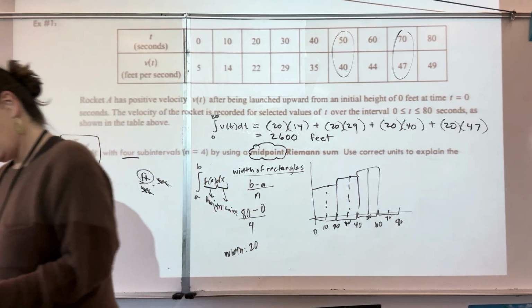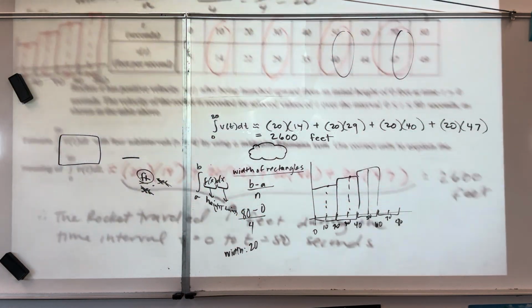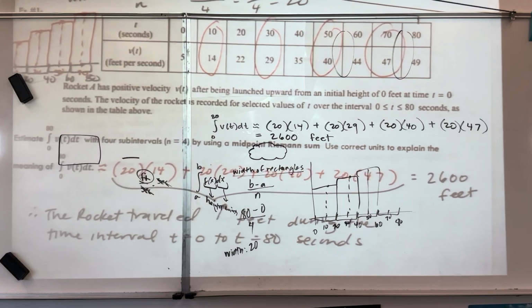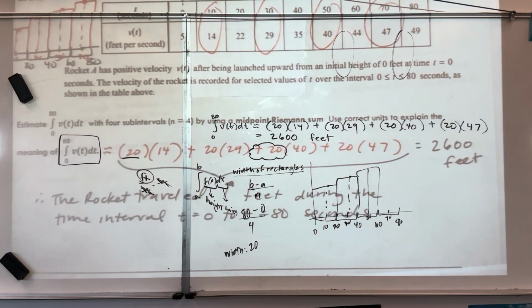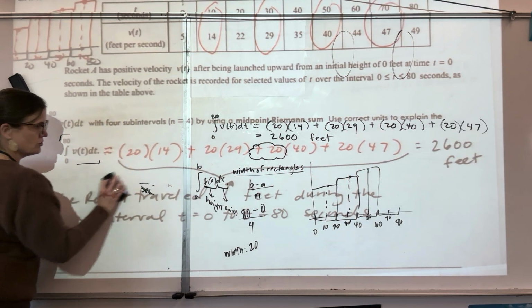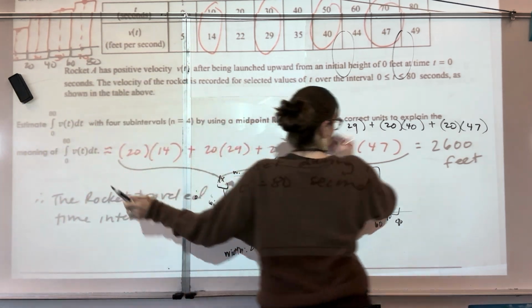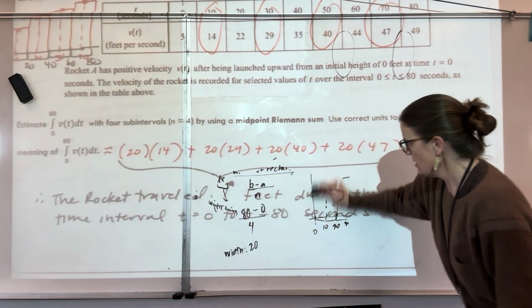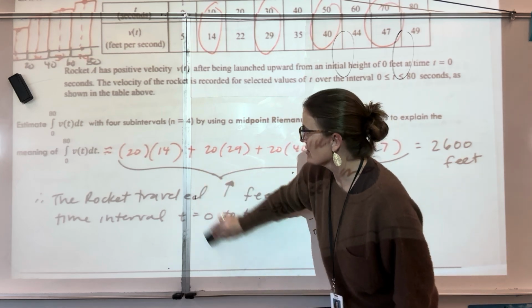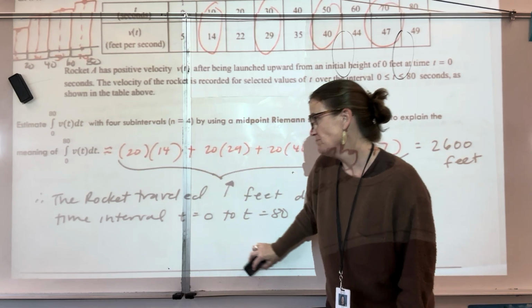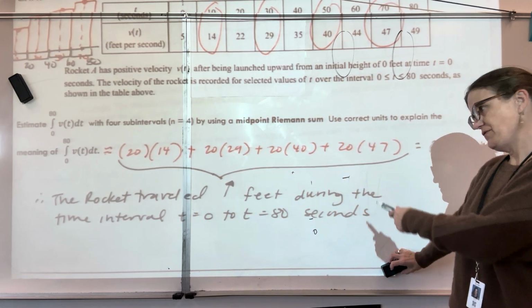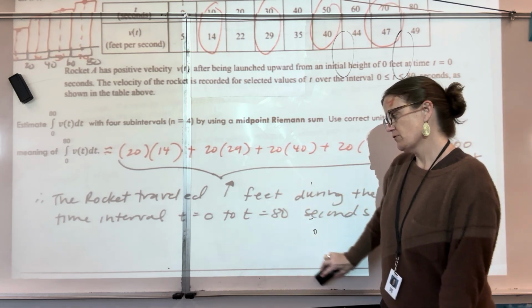So let me erase and put that answer up real quick. In terms of the work you would need to show for a problem like that, you'd have to show your setup. So notice I have the base times the height, the base times the height, base times the height, base times the height. And my explanation, because it asked what does this mean, I said the rocket traveled that many feet during the time interval from 0 to 80 seconds.